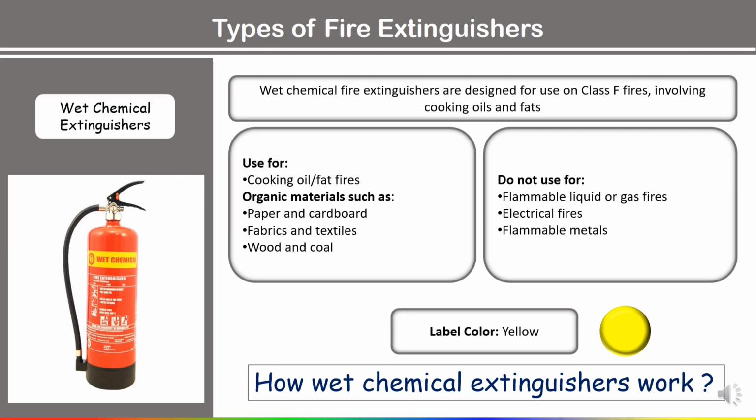So as the wet chemical agent is sprayed, it helps to cool the temperature of the burning oil or fats. This reduction in heat is crucial because oil and fat can reignite if the temperature is not lowered sufficiently. Okay, and the wet chemical creates a foam like layer that smothers the flame. So in this way, the wet chemical extinguisher works. So this is all about the types of fire extinguisher.